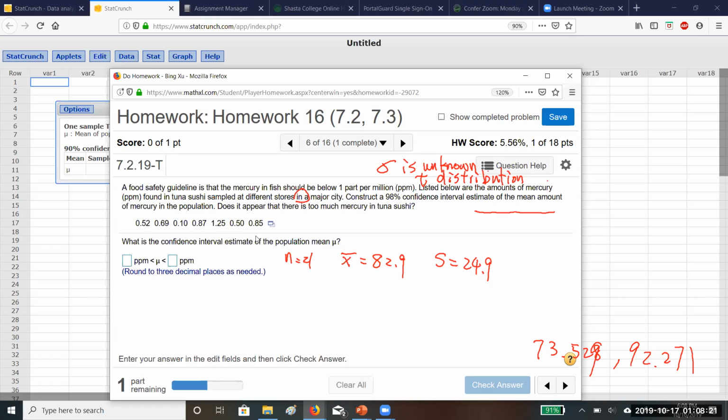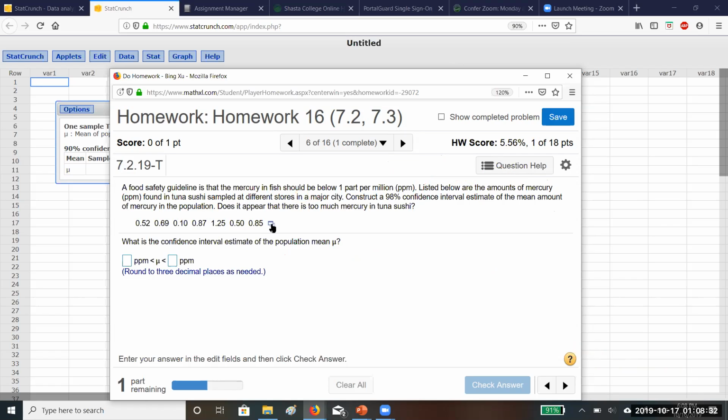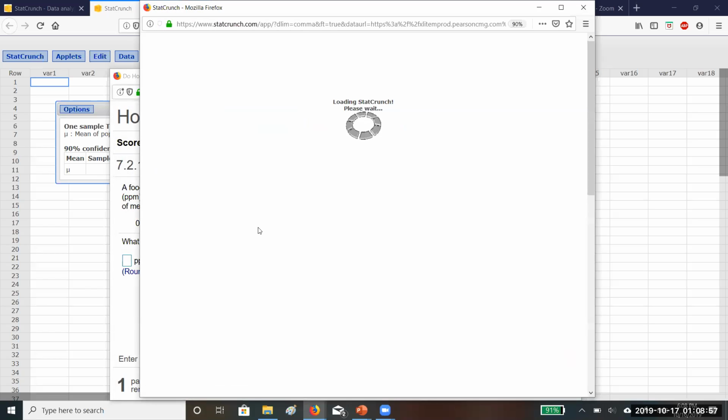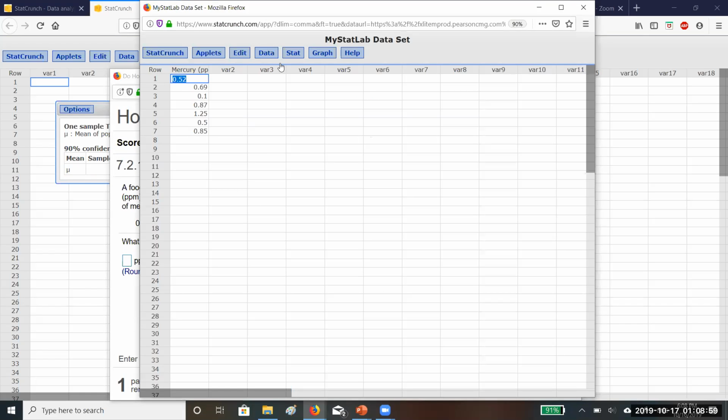This one, instead of giving you the summary, they give you a set of data, right? So using the set of data, you want to find everything. So it's pretty similar to the previous one. So open your StatCrunch. So here, what do we know? We know we have a sample and we want to construct a 98% confidence interval to estimate the population mean. Okay, so we open this set of data in StatCrunch. So we have all the sample values here.